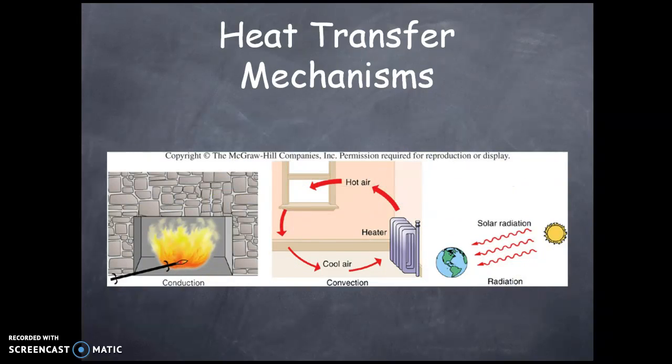Here's the picture which shows an example of conduction at home, the heating is done by conduction, and the traditional AC or heating units work by convection, and then the radiation, the electromagnetic radiation, is from the sun to the earth.